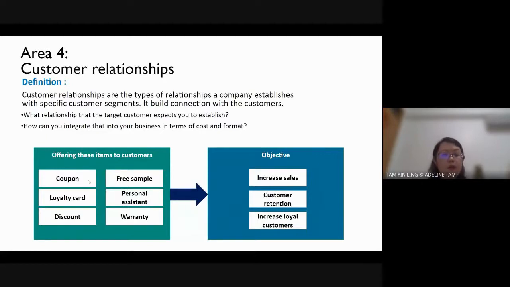For example, you can offer a coupon for a second purchase. You purchase the first product at the normal price, but the second product will have a 50 cent discount, let's say a coupon. You provide them with a coupon. Or you provide them with free samples or a loyalty card. Loyalty cards are so popular now because we are trying to use them to help keep the customer with us, to remain loyal customers. And then discount, warranty, personal assistance, or what we call personal support. Sometimes now you buy products, you get support from online support, you can ask the seller how to do this, how to do that.